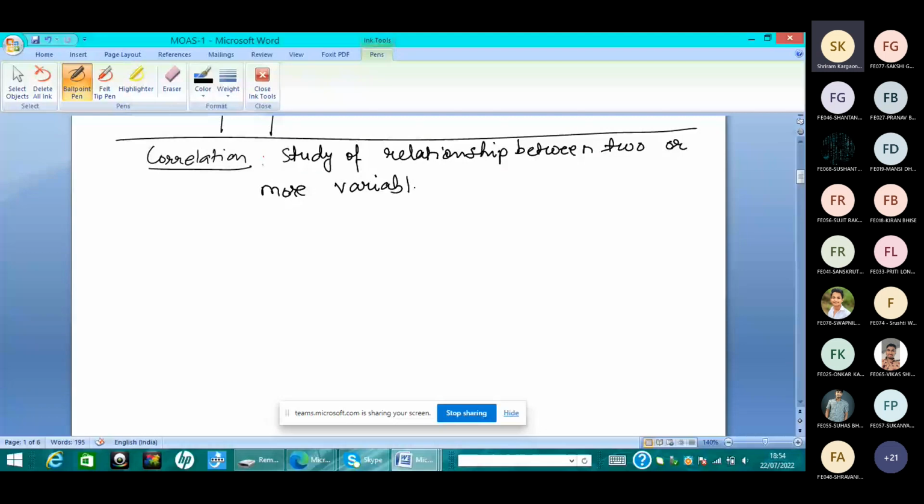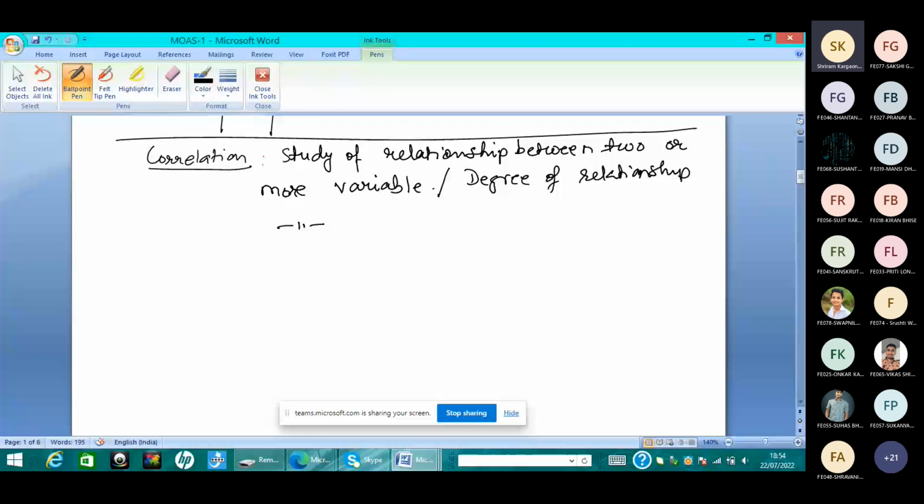So it can also be said, it is the degree of relationship. It is nothing but the degree of relationship between the two or more variables. And what is correlation analysis? It is the entire procedure of studying and measuring the correlation between the two or more variables.